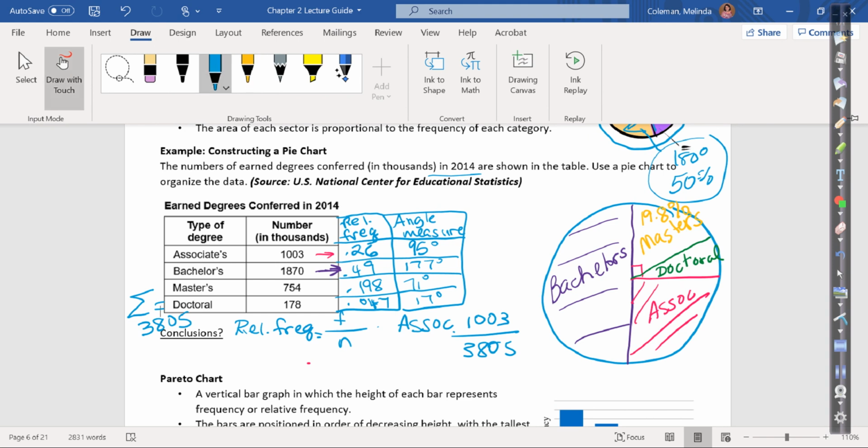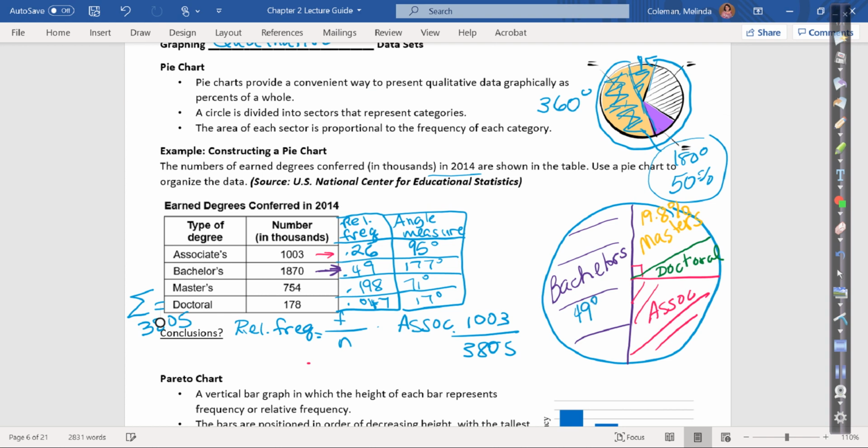So if I do the same with the bachelor's degree, this is going to be about 49%. The associate's degree is going to be about 26%, and then the doctoral at about 20%. Oh, no, sorry, about 5%. So my doctoral group is probably a little bigger than it should be, but that's okay.